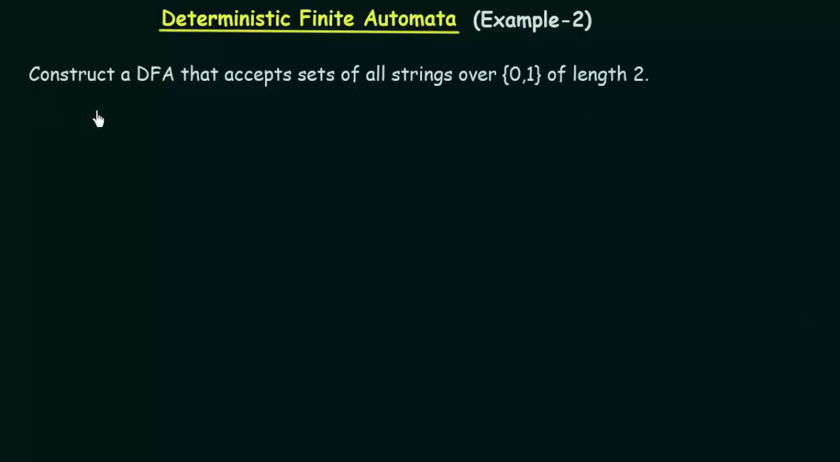But before that, let's see what our alphabet is. Our alphabet set here is 0 and 1. It's already mentioned here, 0, 1. And what will be the strings in our language? All the strings over 0, 1 of length 2. So what are all the possible strings of length 2 over 0, 1? They are 00, 01, 10 and 11. So we should construct a DFA that accepts 00, 01, 10 and 11.